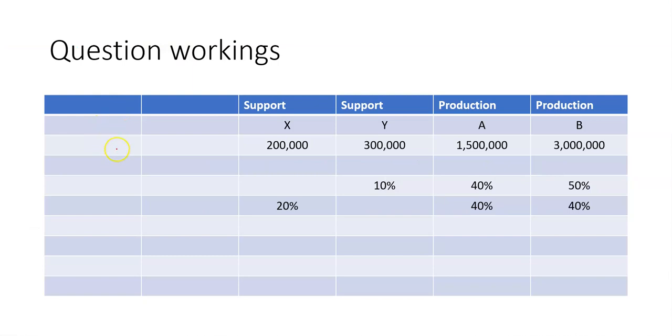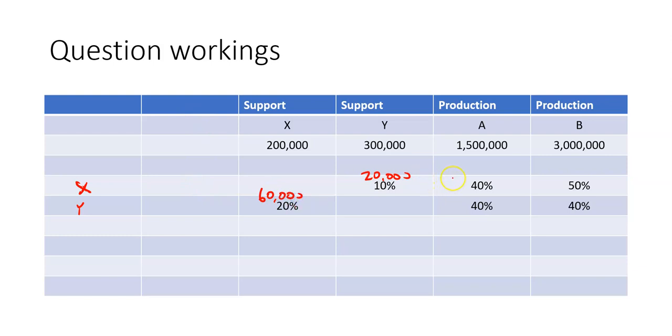Okay, great. So I'm just going to put X and Y here. What are we saying? X gives 10% of its time, so 10% of X would be given to Y, right? This is what we're told. So 10% of X here, this is 20,000. And when we split Y, we would give 20% of Y to X, which is 20% of 300,000, and that comes out at 60,000.